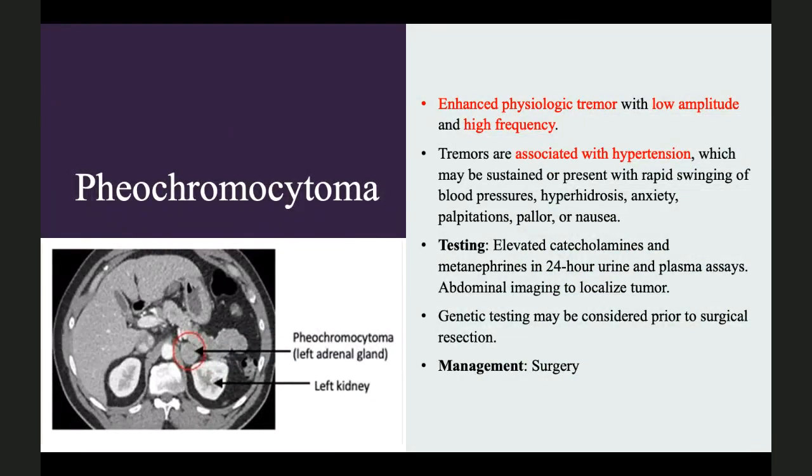The tremor type here, again, is an enhanced physiologic type with low amplitude and high frequency. It's frequently associated with hypertension, which may be sustained or may be rapidly swinging. In addition, there may be hyperhidrosis, anxiety, palpitations, pallor, or nausea. Testing consists of checking blood levels of catecholamines and urine levels of catecholamines and metanephrines. And abdominal imaging can be undertaken to localize the tumor.